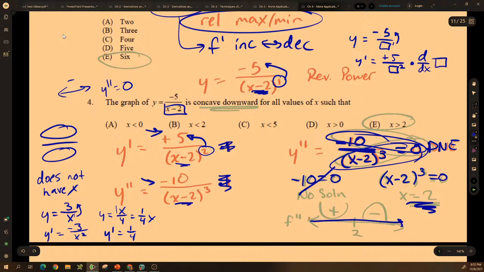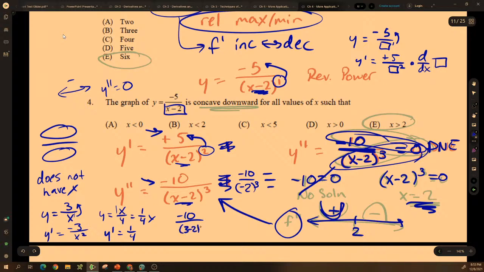And so we're going to plot that on our number line. And when we plug in 0, where are we plugging this in, by the way? We're plugging it into f double prime. So when I plug in 0, negative 10 over 0 minus 2, right? Like negative 10 over negative 2 cubed. That's a negative over a negative, which turns positive. Then if I plug in 3, we get negative 10 over, say like 3 minus 2, which is 1 cubed, which is negative over a positive, which is negative. So that's where we're concave down when x is greater than 2.